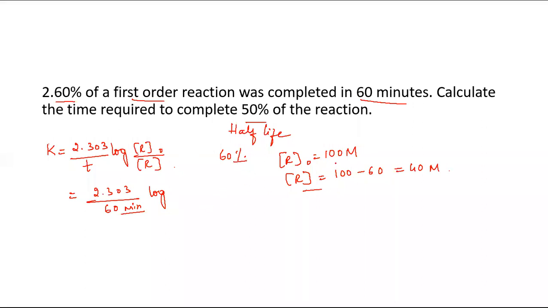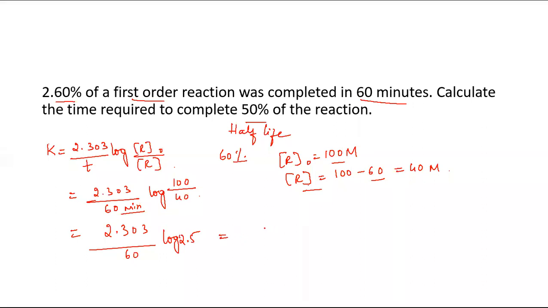When a percentage is given, always take 100 as the initial value. Percent means cent means 100. And the final value will be 100 minus 60, that is 40. So K is equal to 2.303 divided by 60 as it is, into log 100 by 40, which is log 2.5. So you have to look at log 2.5 as log 25 with the decimal shifted.